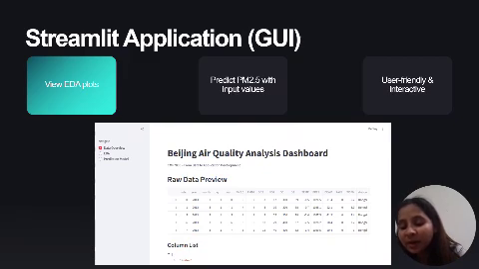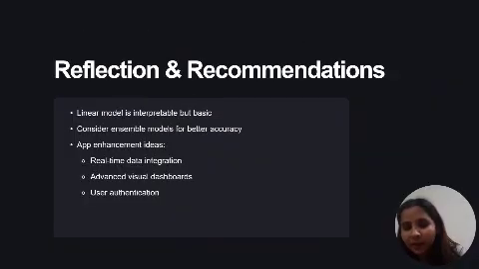The other one is the prediction model. This section demonstrates the linear regression model. Users can see the actual versus predicted PM 2.5 trend. Deploying this as a working prototype ensures not only technical completion but also user accessibility, a key learning outcome of the CMP 7005 module.